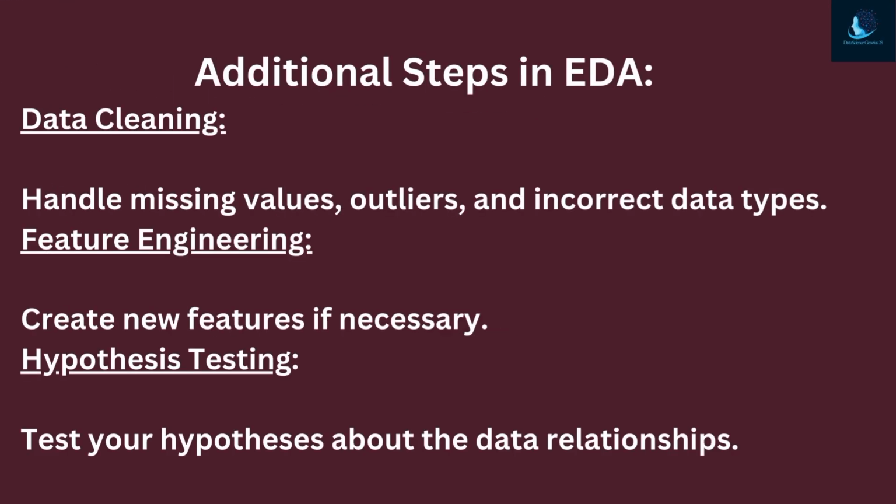Additional steps: data cleaning, feature engineering, and hypothesis testing. Data cleaning: handle missing values, outliers, and incorrect data types. Feature engineering: create new features if necessary. Hypothesis testing: test your hypotheses about the data relationships. With these steps, you can perform a comprehensive EDA on the World Happiness Report dataset to uncover patterns, trends, and insights.